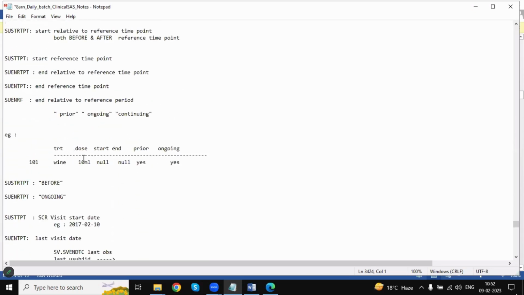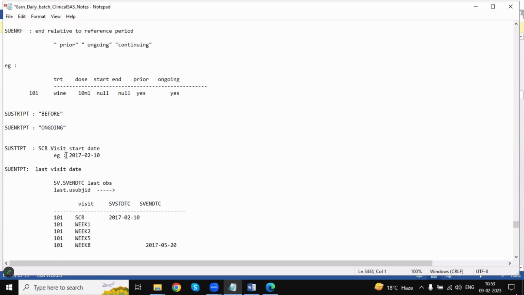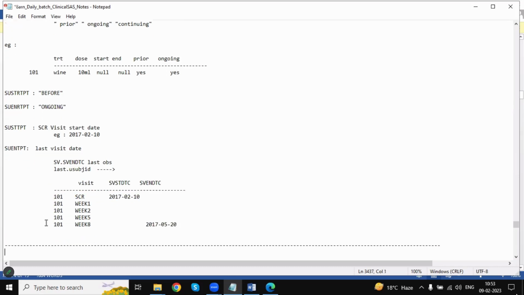Same example. For example, subject 101 is taking wine, 10 ml of wine. Start dates, end dates, not remembered. Clearly previously it was being taken, and still it is continuing. So your SUSTRTPT, since it was clearly taken previously, is going to be before. Still continuing, so the end here is not to be something specific. SUSTTPT, SUENTPT: SUSTTPT is going to be your start date, the particular subject's first visit date, and the last visit date is going to be SUENTPT. Okay.